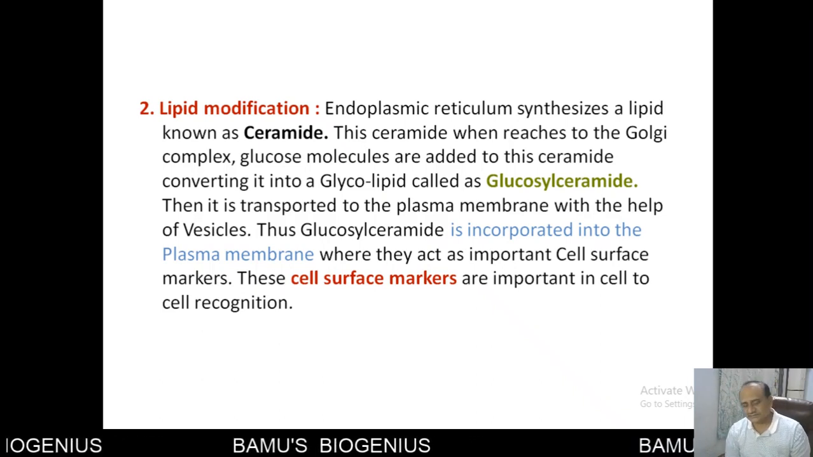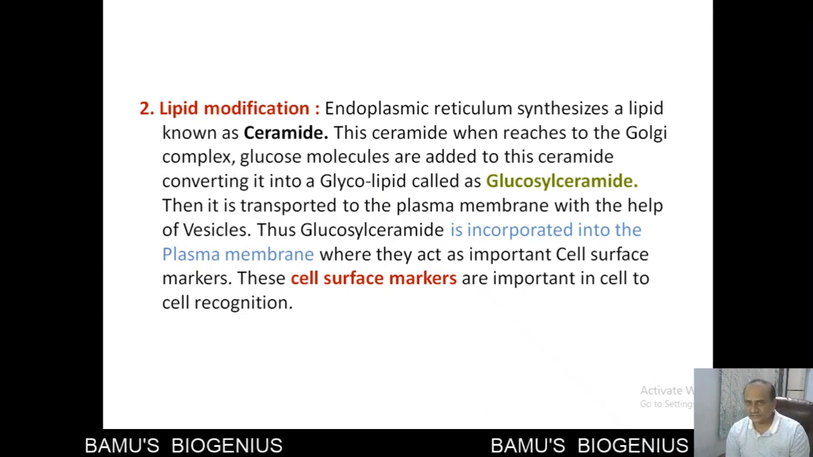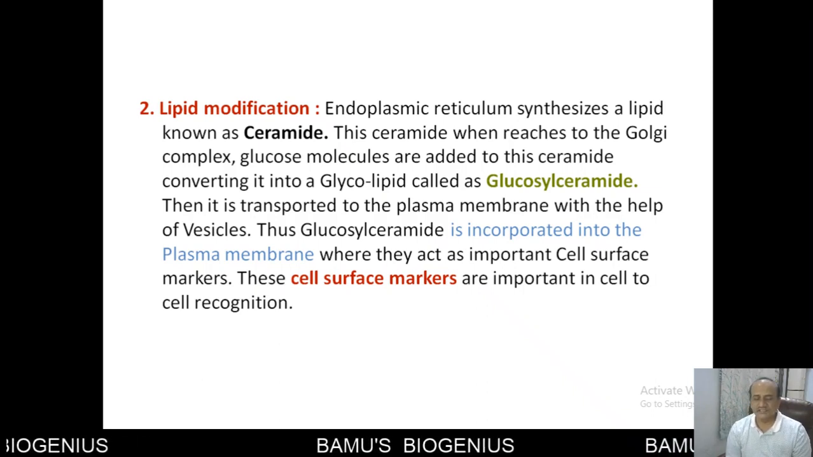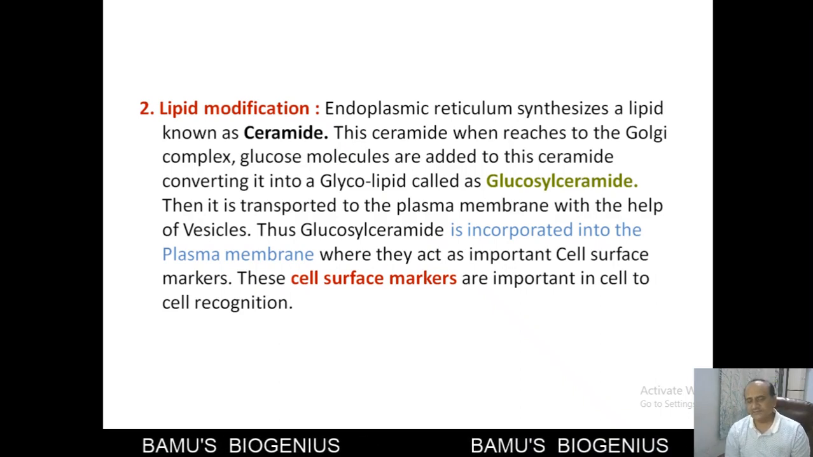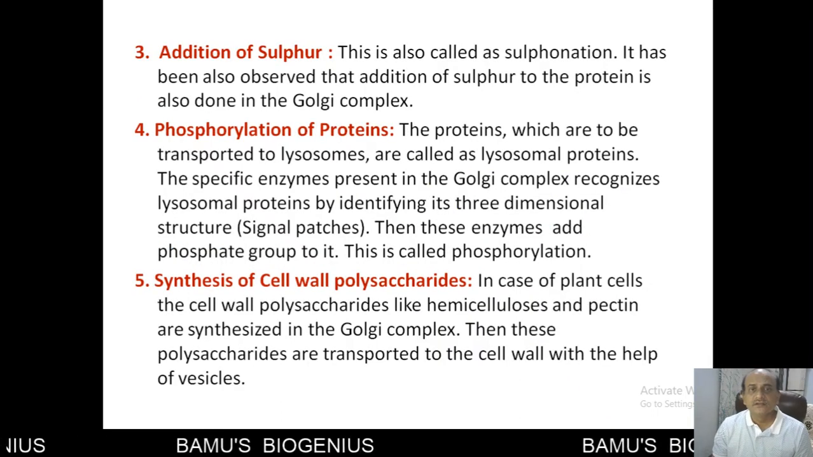This glucosyl ceramide is transported to the plasma membrane, where it is incorporated. Now, this glucosyl ceramide is responsible for the formation of cell surface markers, and these cell surface markers are very important in cell recognition. So this is how different kinds of lipid molecules are modified with the help of enzymes present in the Golgi complex. Then, as we know, there are certain kinds of proteins.